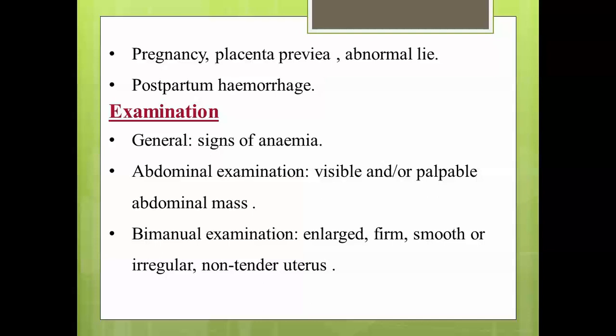What are the findings in those patients? First of all, by general examination, we should check for signs of anemia, and if the patient presented with acute bleeding, we should check her vital signs. On abdominal examination, there may be a visible and or palpable abdominal mass. On bimanual examination, there is an enlarged, firm, smooth or irregular, non-tender uterus. So we should differentiate it from adenomyosis, if you remember, in the previous lecture.